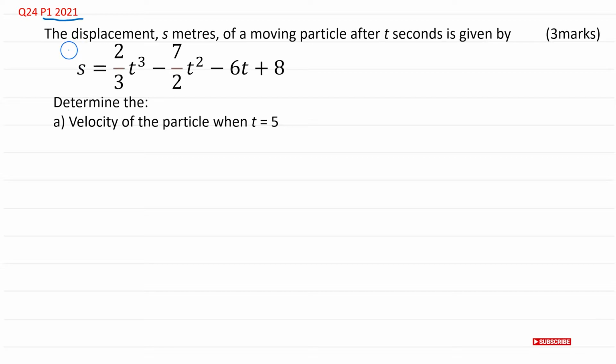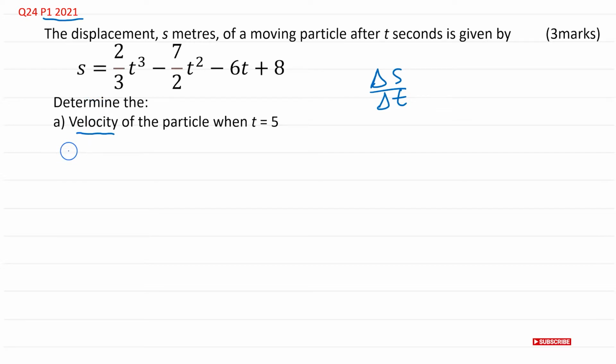All right, guys, we're told the displacement s meters of a moving particle after t seconds is given by s equals all this, and then we're asked to determine the velocity of the particle when t is equal to 5. Guys, you know what velocity is. It's change of distance divided by change of time. Now we have the function for displacement. That means if we want velocity, all we have to do is differentiate with respect to t, time.